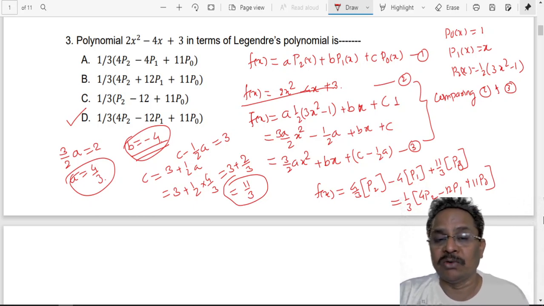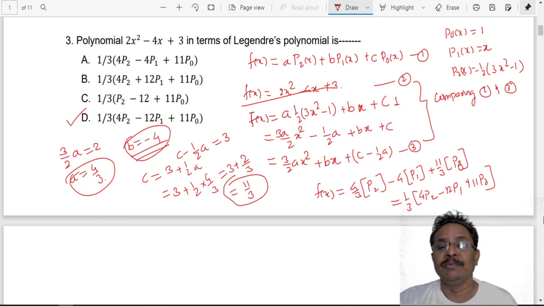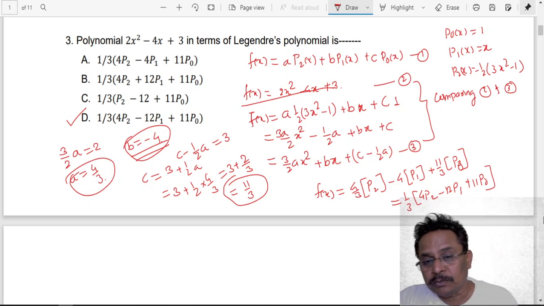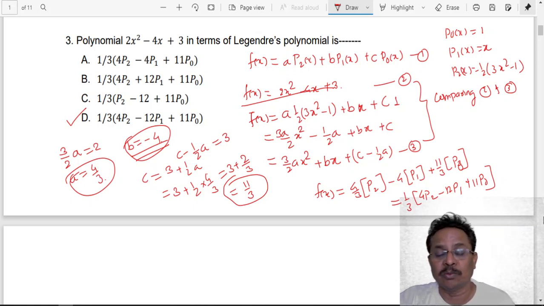So this polynomial 2x square minus 4x plus 3 can be expressed in terms of Legendre polynomials as shown by this. This is not the only example. Likewise, any other polynomial may be given, and you can represent it in terms of other polynomials like Hermite polynomials or other types of polynomials, and the same method you have to apply.